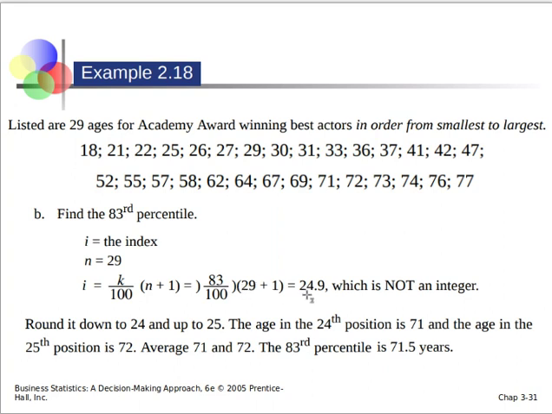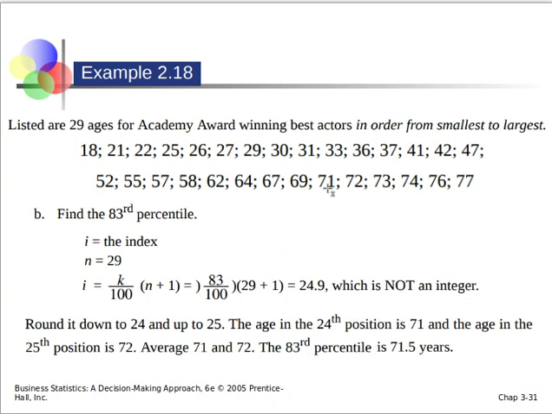The answer is 24.9, which is not an integer. 24.9 is not an integer. It's not a whole number. So, round it down to 24, and round it up to 25. 24 and 25. The age in the 24th position is 71.